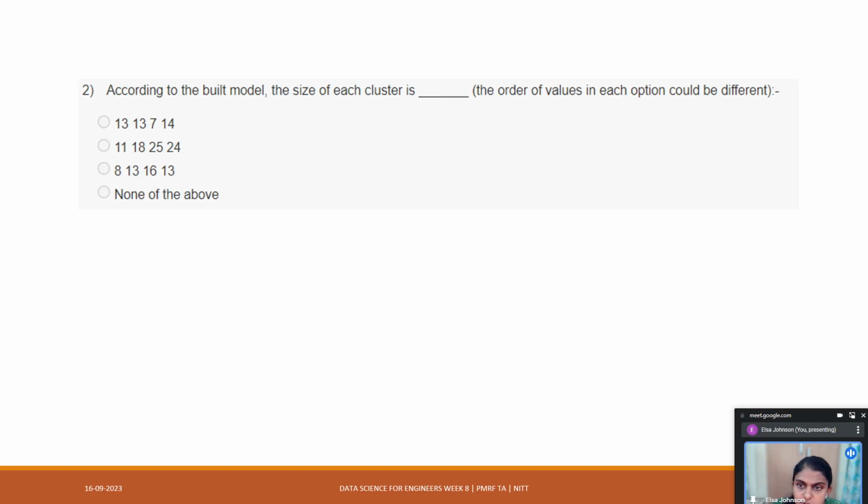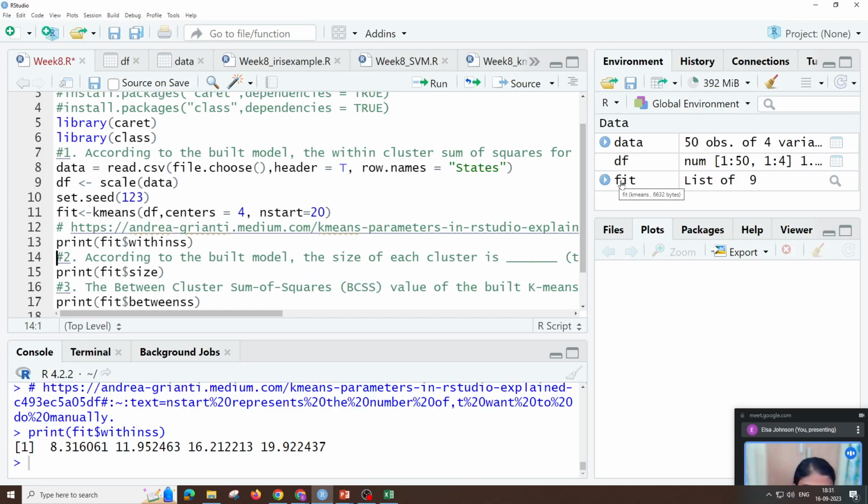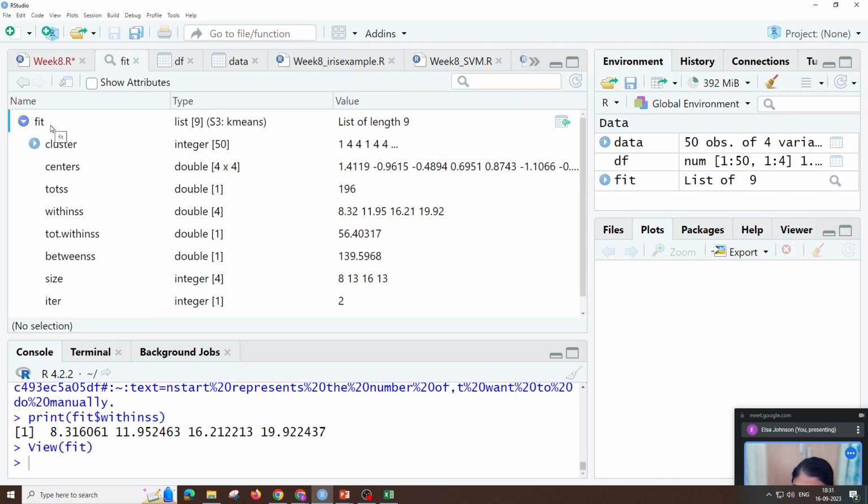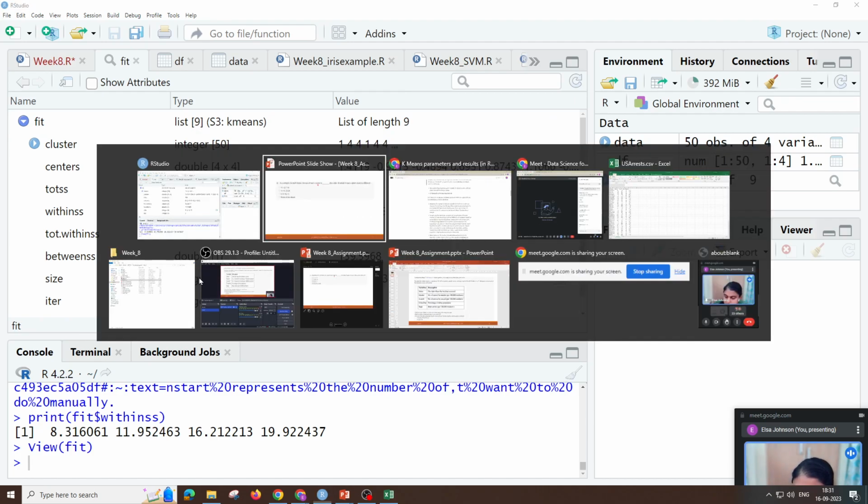Next one: according to the built model, the size of each cluster is, the order of values in each option could be different. So we have to find the size of each cluster. This also you can look at in the fit. Yeah, the answer is given.